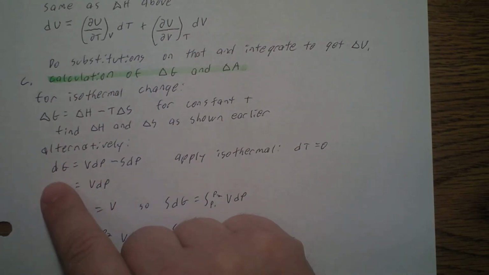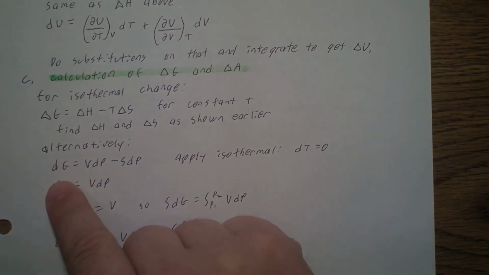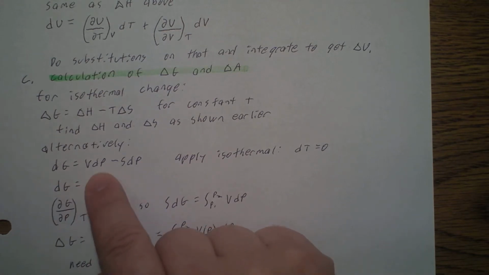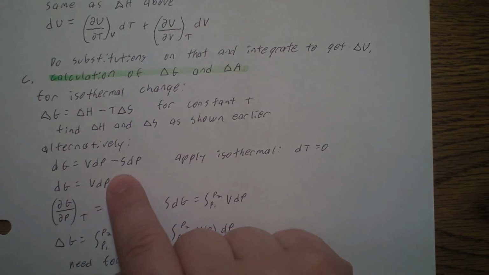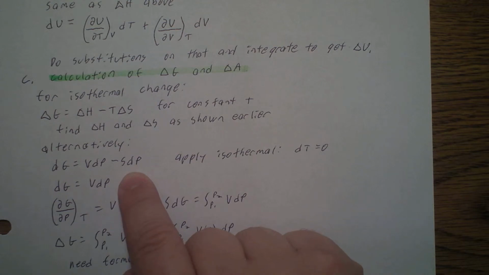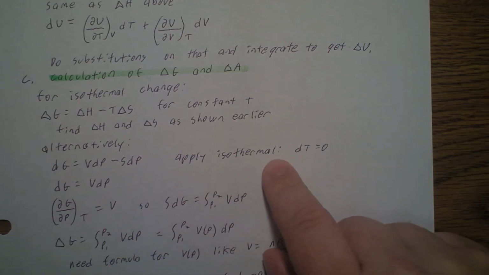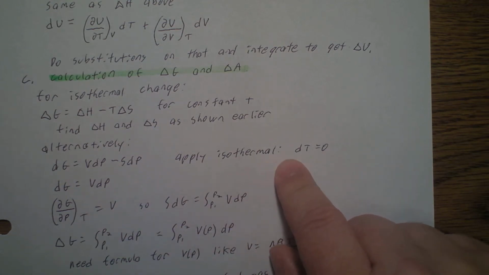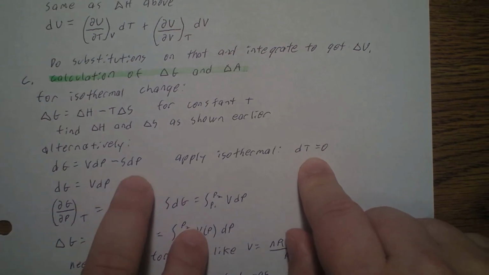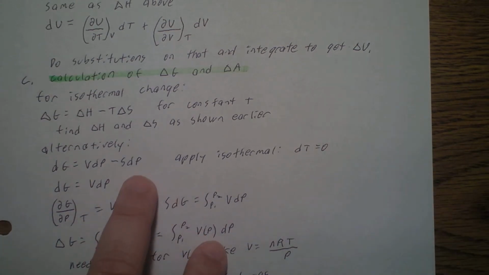Or we can take the differential of Gibbs free energy is equal to volume times the differential of pressure minus entropy times the differential of temperature. We're going to say it's isothermal, so the differential, that should be temperature. Holy cow, I screwed up here.